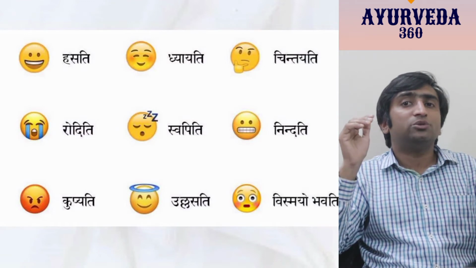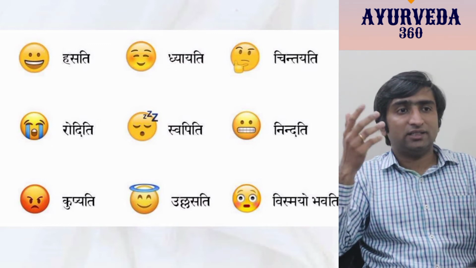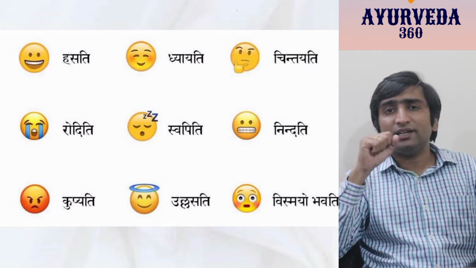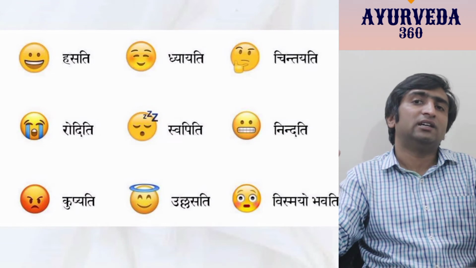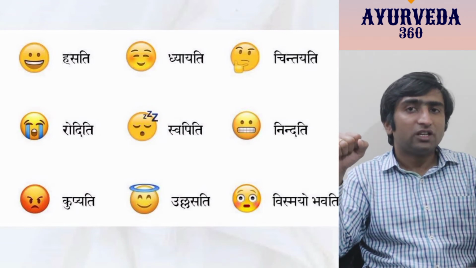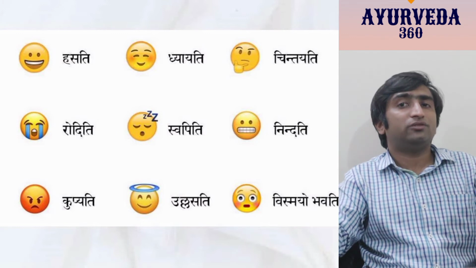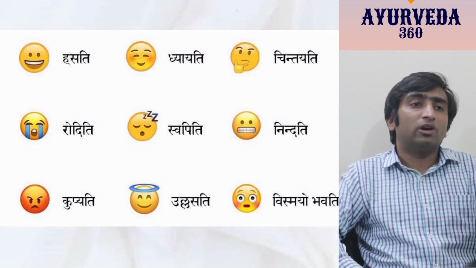Start listening to your routine communication words in Sanskrit. Instead of laughing, say hasati, dhyayati, chintayati, rodati. I have given certain examples here. These are nothing but the expressions, or you can say the emotions of a person. So whenever you come across a word, think from that point of view what could be the nearby Sanskrit word. So you will get to know more and more words.